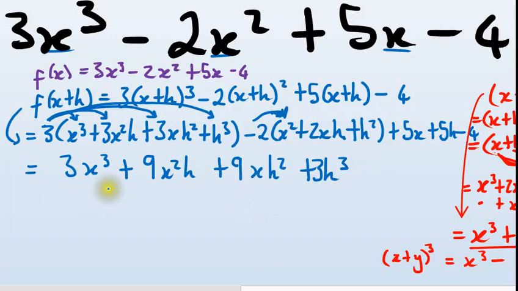Just gonna write it down here, but it's not likely with anyone. So we're just gonna write minus 2x squared, and that goes to become minus 4xh.